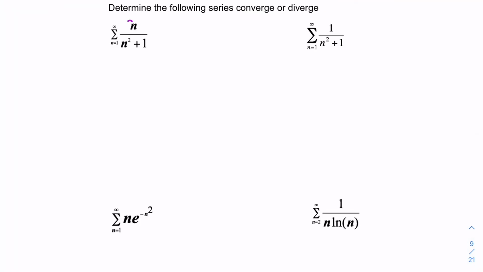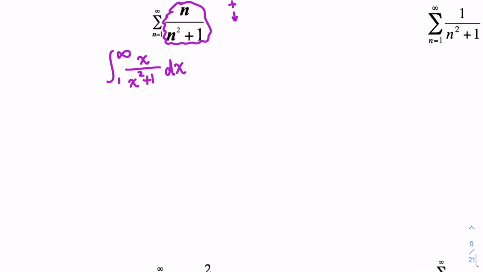If you look at this function, this is our function f of n, so positive, decreasing, and continuous. Let's have a look. Integration from 1 to infinity. We replace n with x: x over x squared plus 1 dx. This is an improper integral because one of the boundaries is infinity. We are going to use what we learned in chapter 7 to solve this problem. We can use u substitution. So u equals x squared plus 1, so du will be 2x dx.